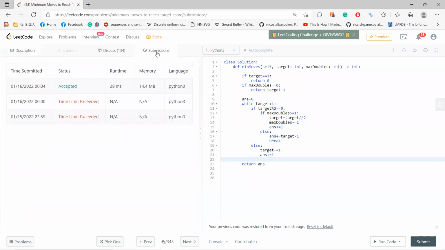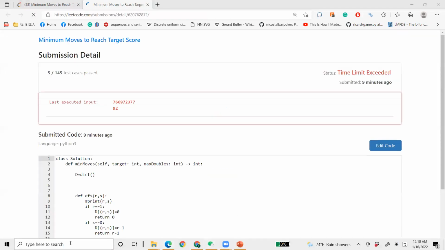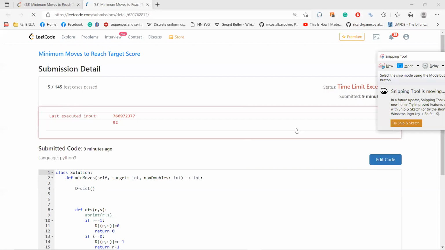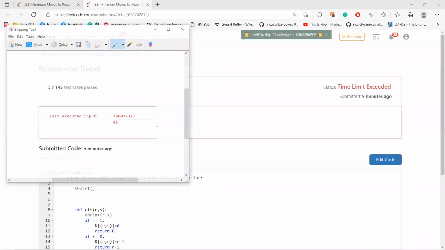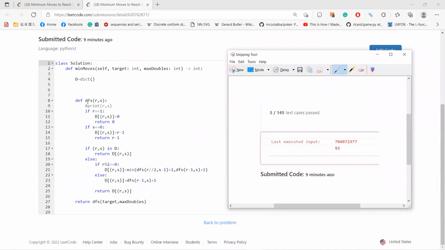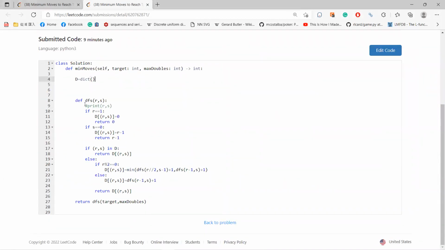Previously, in the beginning, what I came up with was dynamic programming, and then I found dynamic programming cannot solve this problem. So let me just quickly explain the dynamic programming. You create a dictionary, and let's say D[R][S] means that you're at the target R with a maximum double of S. If R is 1, that means you start at the initial, so you just return 0.